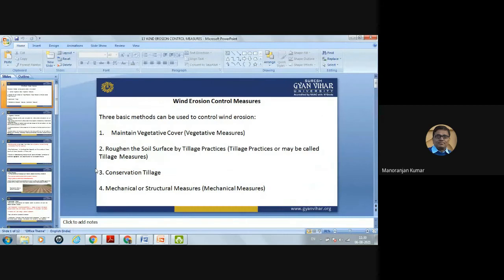Okay, so now we will see the wind erosion control measures. There are basic methods that can be used to control wind erosion. First one is to maintain vegetative cover. With the help of vegetative measures, we can control the wind erosion. Second is roughening the soil surface by tillage practice. Third is conservation tillage, and fourth one is mechanical or structural measures. So these are the four measures with the help of which you can control the wind erosion.